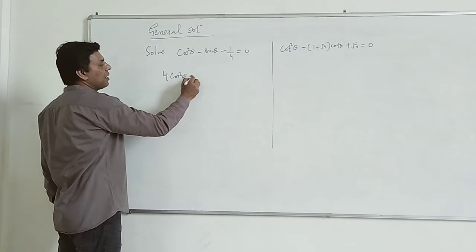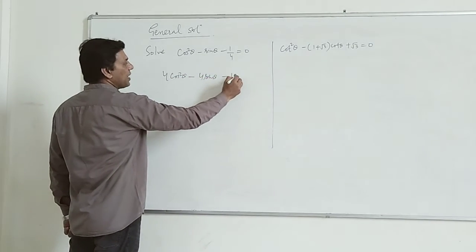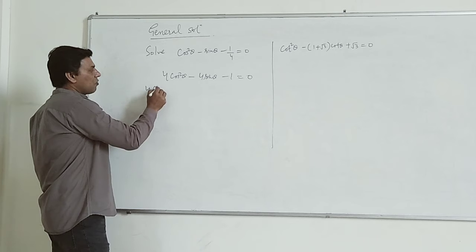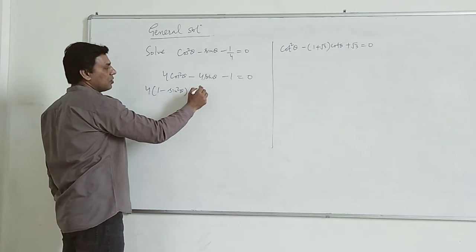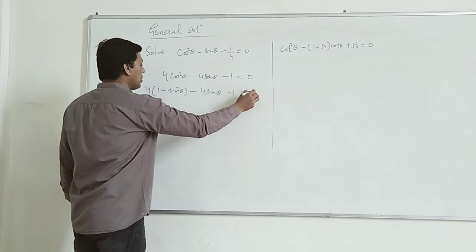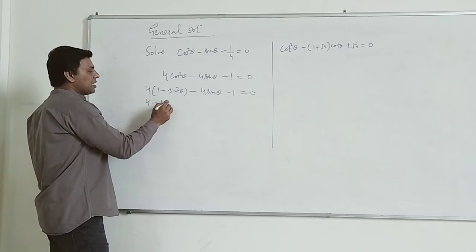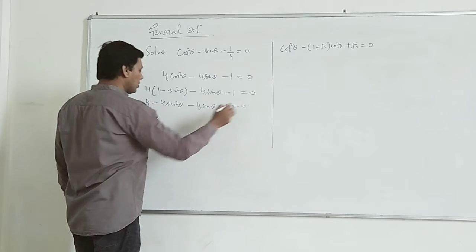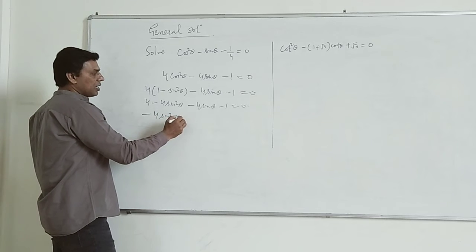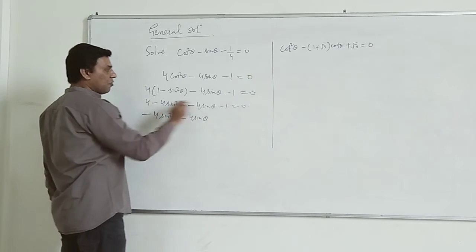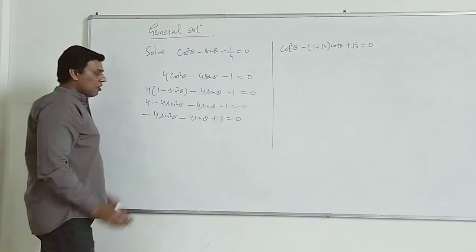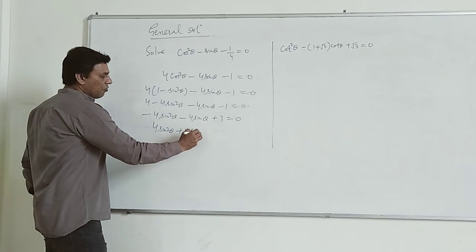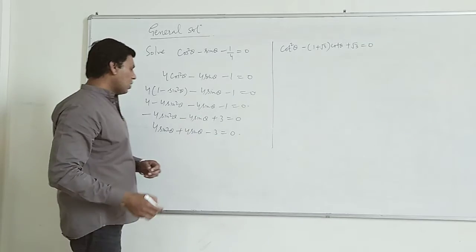So 4 cos square theta minus 4 sine theta minus 1 equal to 0. So I can make it quadratic in sine. So cos square theta can be written as 1 minus sine square theta. Now 4 minus 4 sine square theta minus 4 sine theta minus 1 equal to 0. So minus 4 sine square theta minus 4 sine theta plus 3 is equal to 0. We can multiply with minus, so 4 sine square theta plus 4 sine theta minus 3 equal to 0.